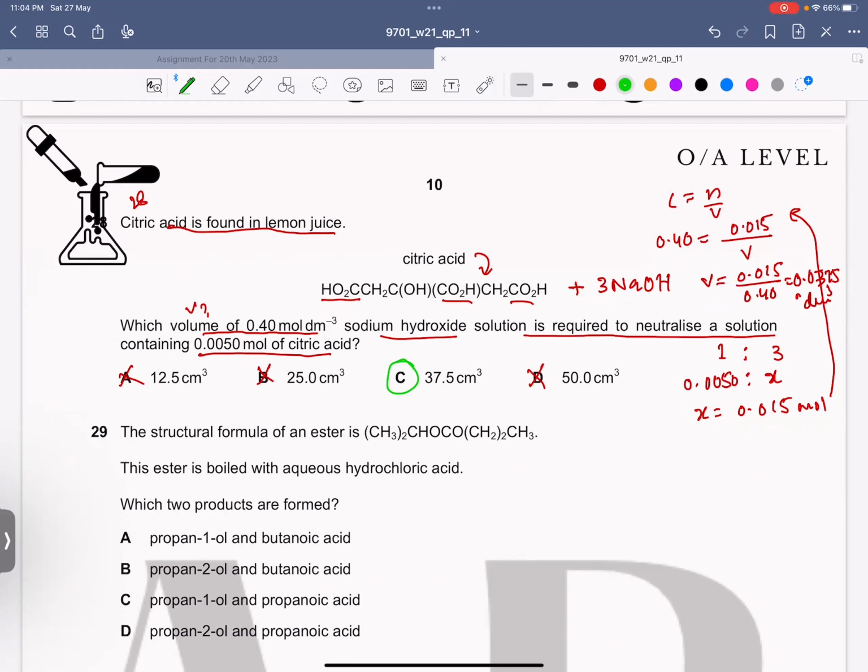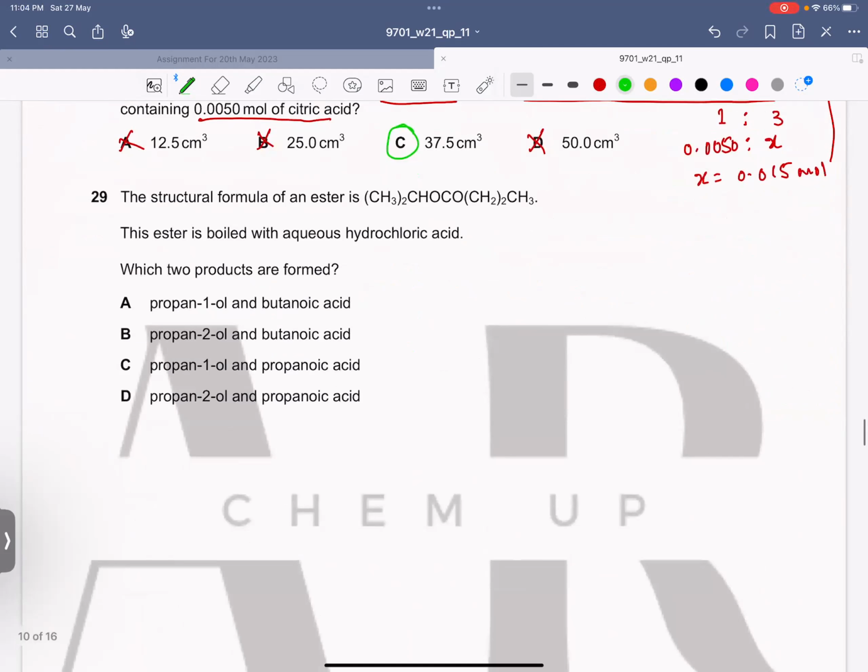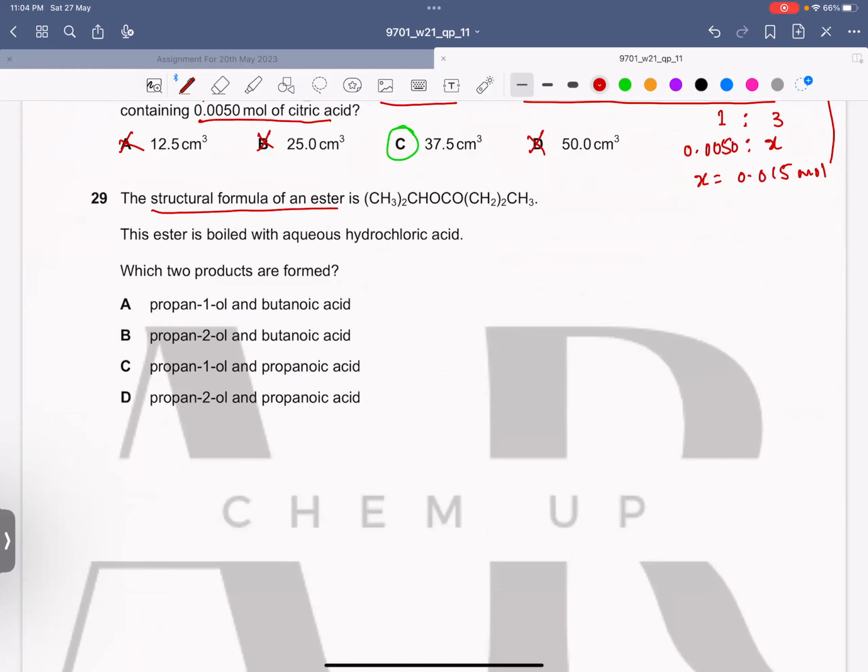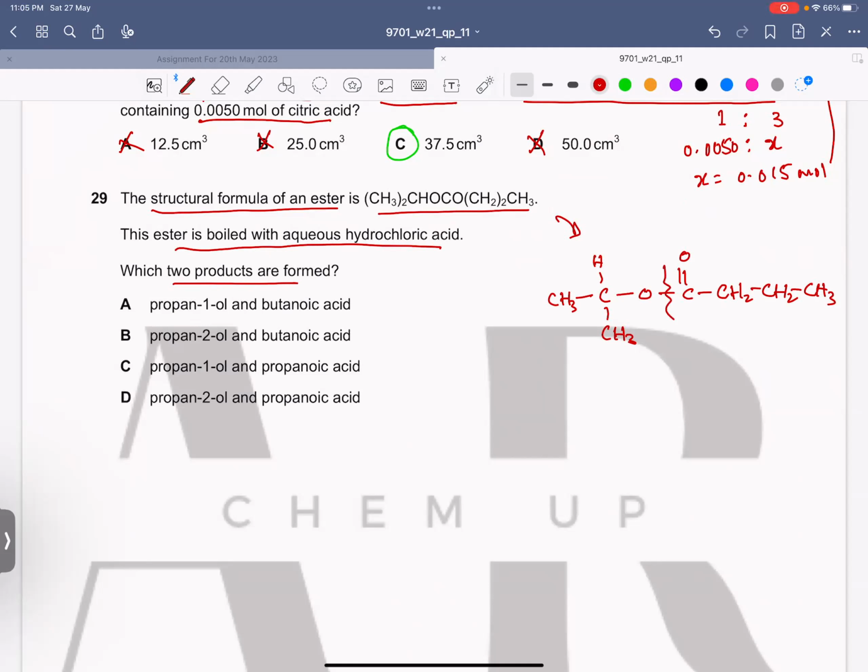Okay, now the last two questions. Question number 29. The structural formula of an ester. If I show you the structure, there is a C having a CH3 on it, and H, then O, then C double bond O, then CH2, then again CH2, and then CH3. This ester is boiled with aqueous hydrochloric acid, which two products are formed? It would be broken down from here.